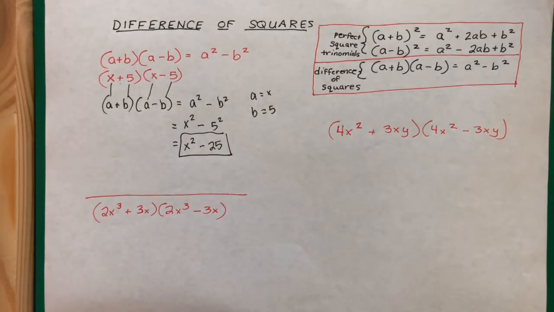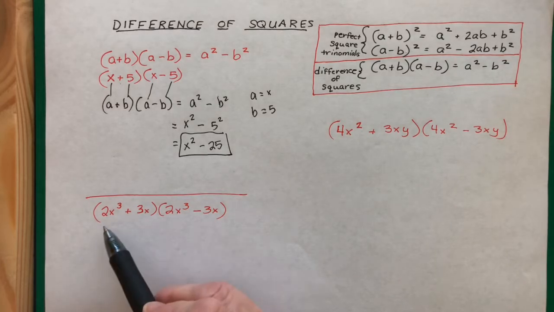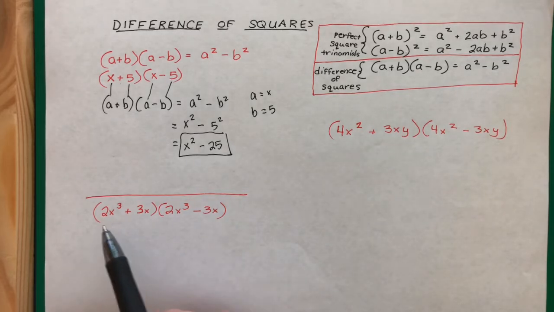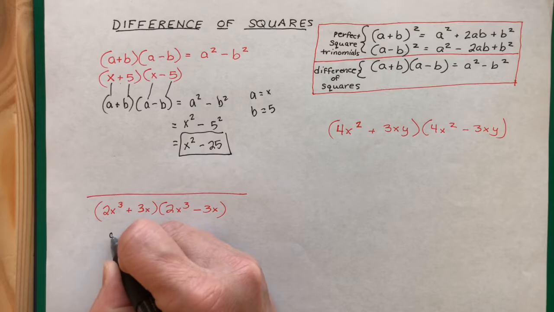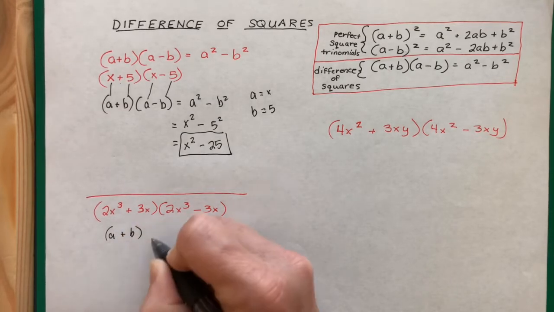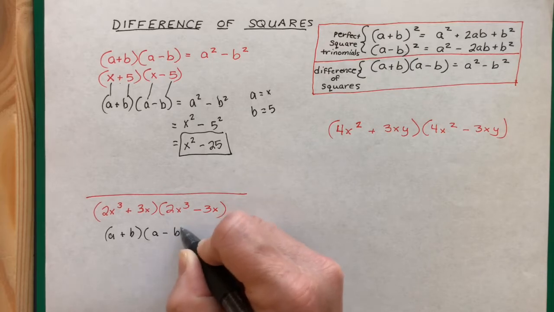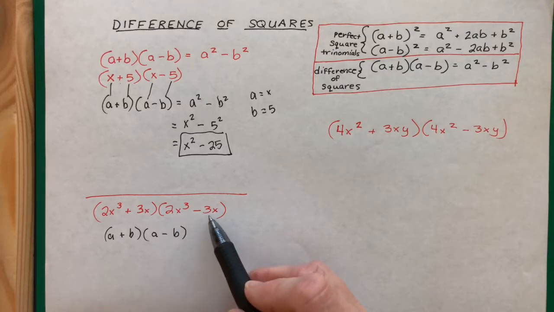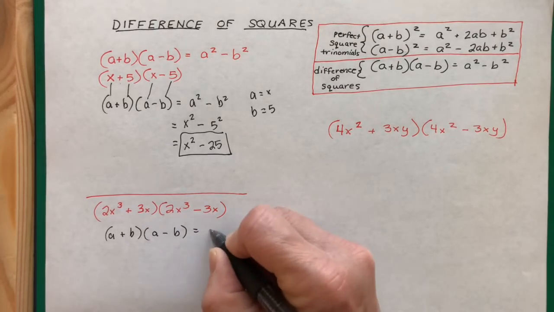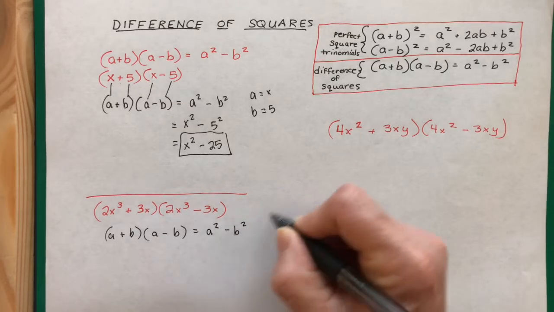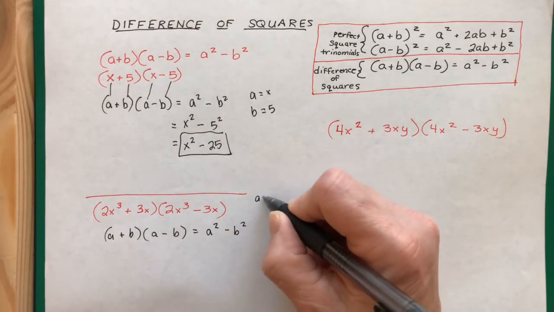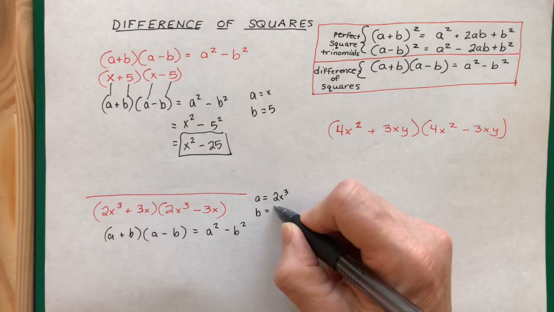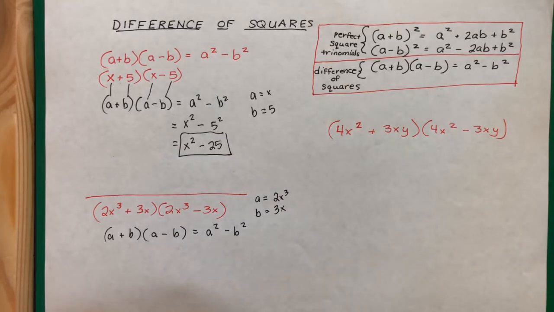What if we have one that's pretty complicated? They're not so bad either. So if I have 2x cubed plus 3x times 2x cubed minus 3x, that's the same form of a plus b times a minus b. So I have some value plus another value times that first value minus the other value. And that's going to equal a squared minus b squared. So what is a? A equals 2x cubed. B equals 3x. Now I just substitute in.